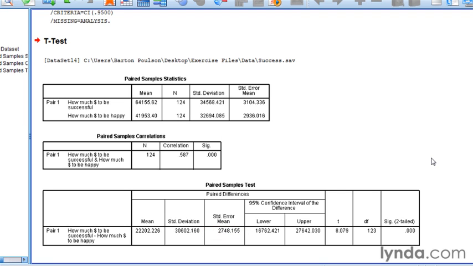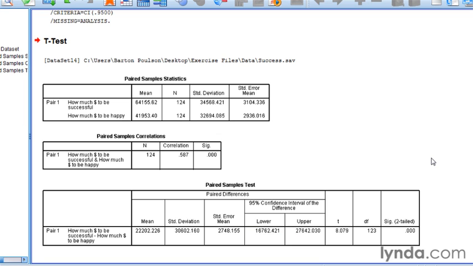And then we have a confidence interval for the difference. This lets us know that while the difference in this particular sample was about $22,000 a year, in the larger population, the difference between the amount of money you need to be successful and to be happy could be anywhere between $16,700 and $27,600.